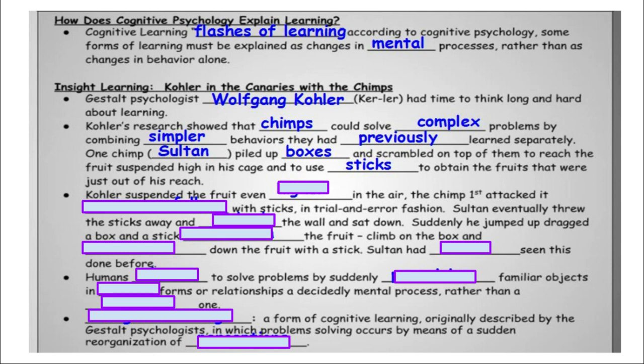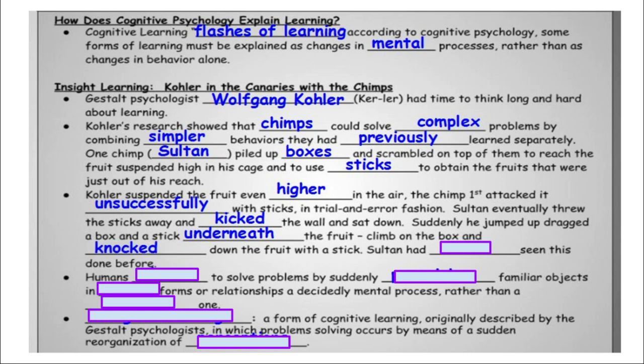Kohler suspended the fruit even higher into the air, and the chimp first attacked it unsuccessfully with the sticks, but over kind of a trial and error fashion, Sultan eventually threw the sticks away and kicked the wall and sat down, very frustrated. And suddenly he jumped up and he dragged a box and the stick underneath the fruit, and he climbed on the box and knocked down the fruit with the stick. And Sultan had never seen this done before. He kind of learned it on his own.